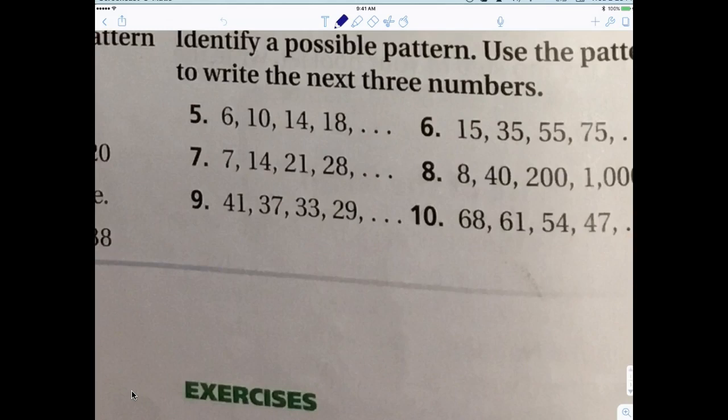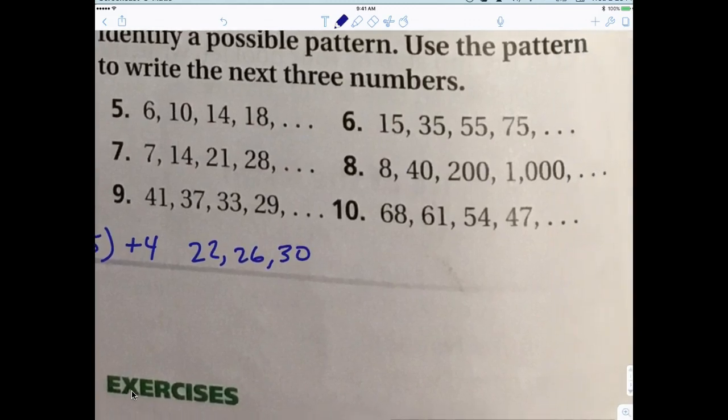Yes, that's correct. So on your paper for number 5, I'd want you to put number 5 down. Then I just want you to put plus 4. All right? That's the pattern. No, that's the pattern, plus 4. And then I want you to write the next 3 numbers. So what's 18 plus 4? And then after that? And then after that? You are brilliant. All right?